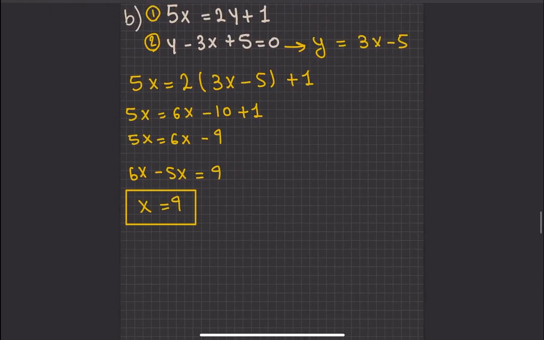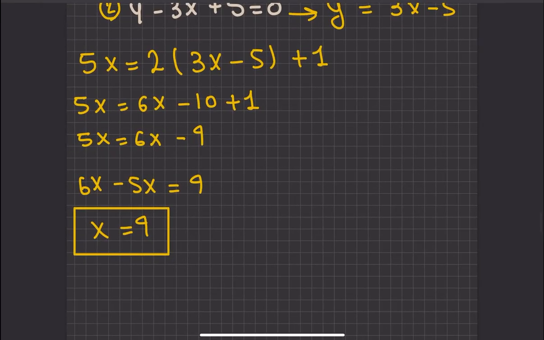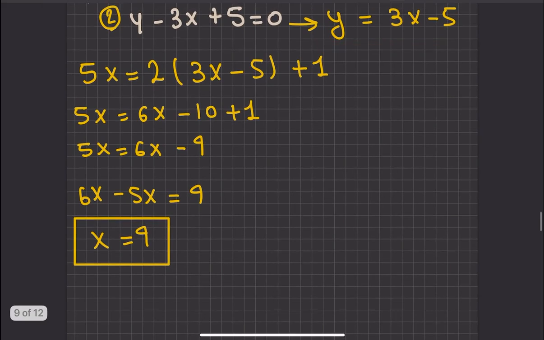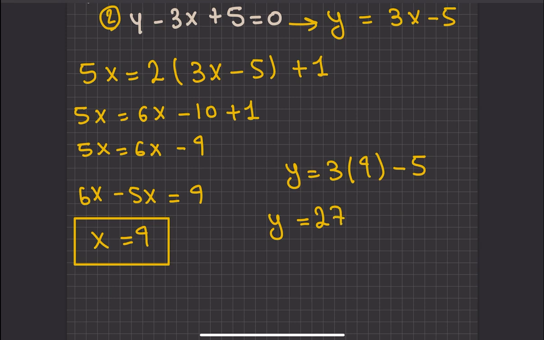Now we're going to solve for y. So simply use this one. I'm going to write down y equals 3 times 9 minus 5. Instead of x, I put 9. y equals 3 times 9 is 27, minus 5. So y equals 22. So we simply solved for it. So x equals 9 and y equals 22.